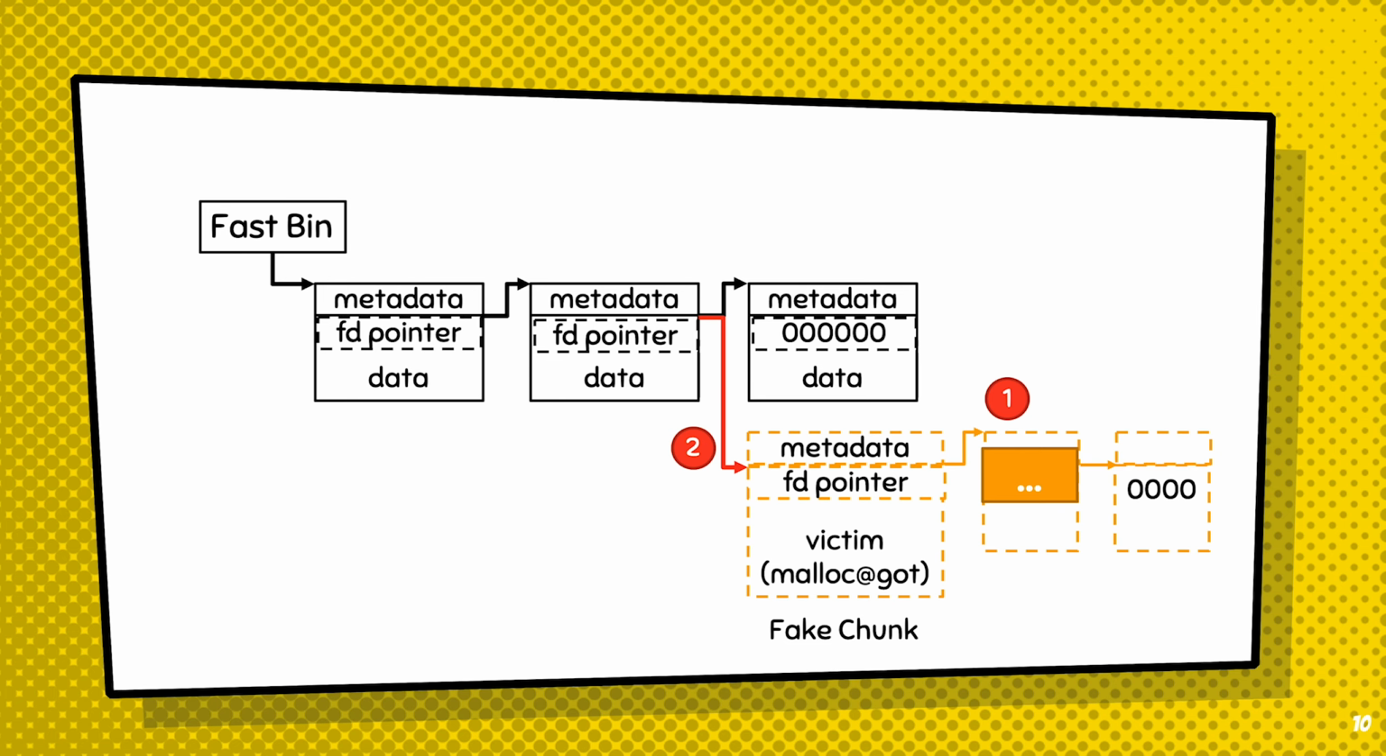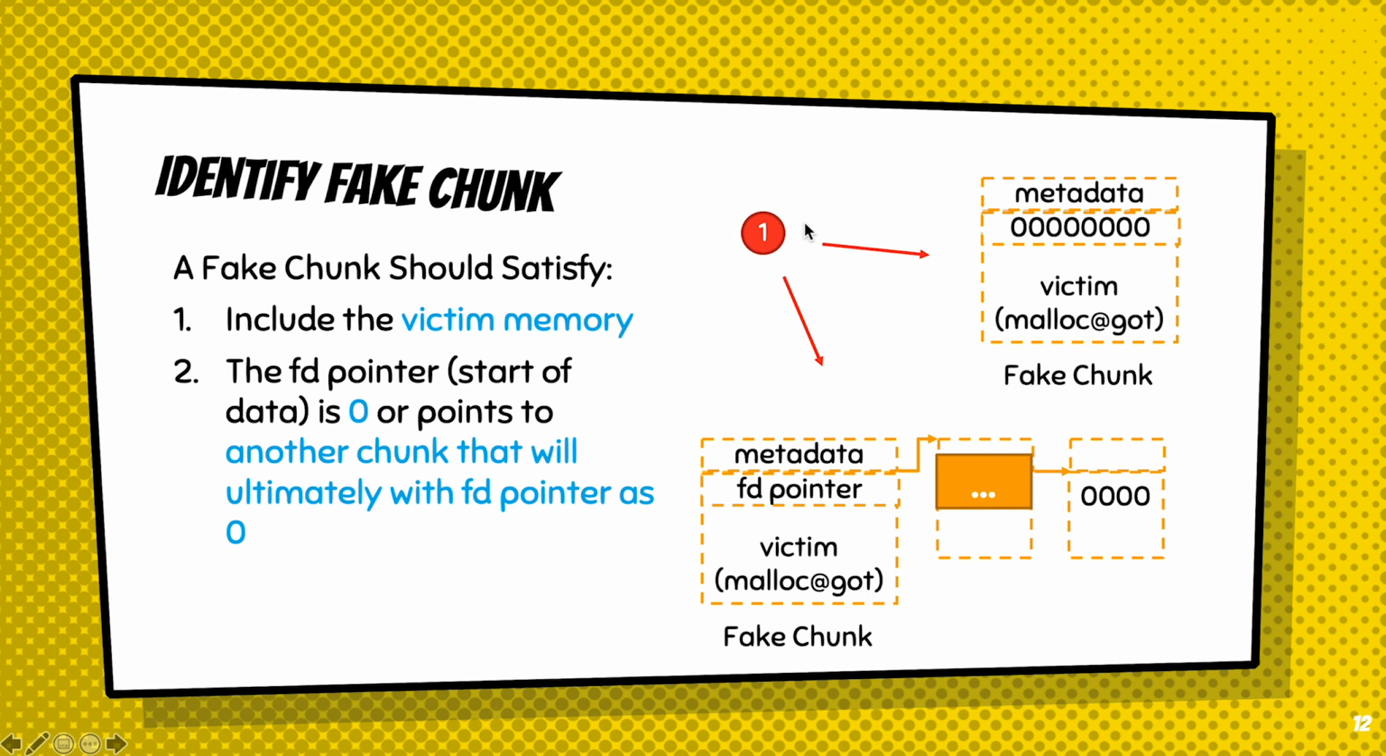Recall that for Tcache, when we identify a fake chunk, the way it works is that we first identify the victim memory that we want to overwrite, and then we just copy and paste that memory address into the metadata of a free chunk in Tcache. However, for Fastbin, the conditions are more restricted, and therefore when we create a fake chunk according to a victim address, it has to satisfy more conditions. In this step, identifying the fake chunk, a fake chunk should satisfy both conditions.